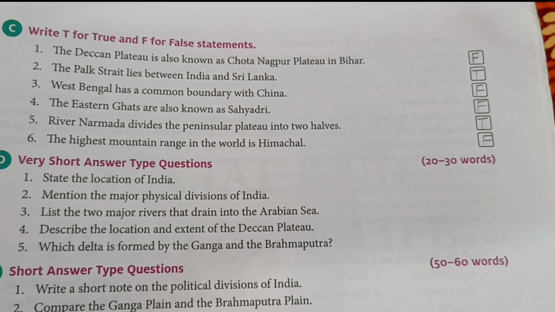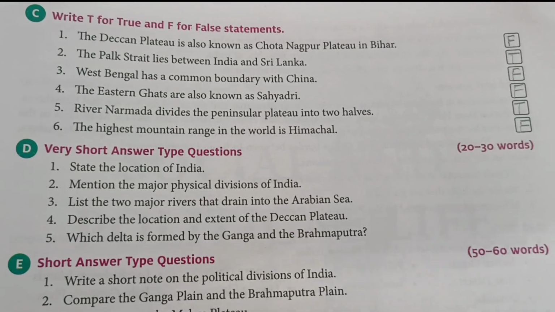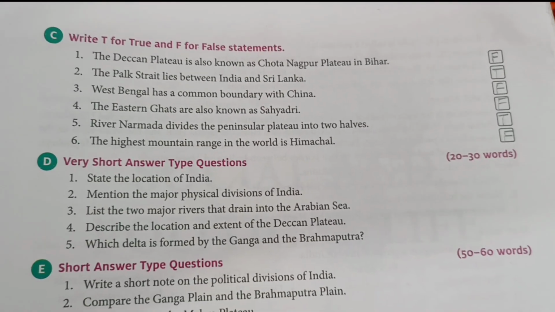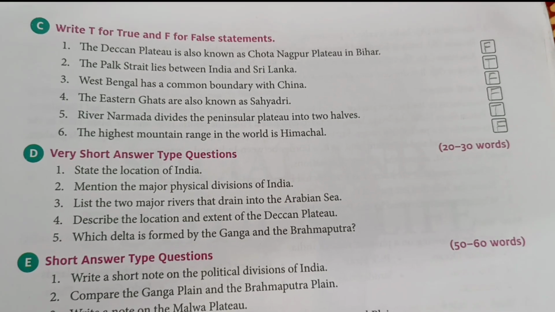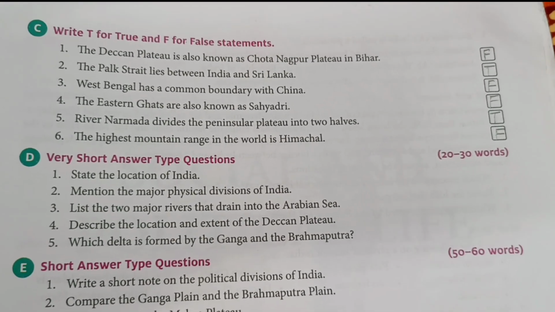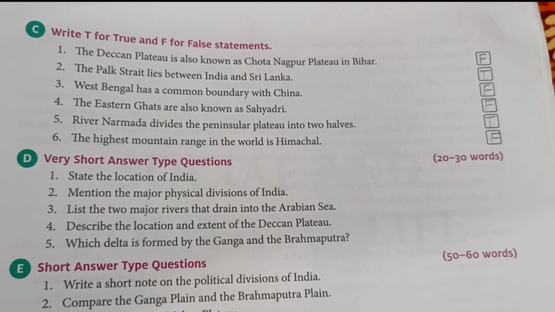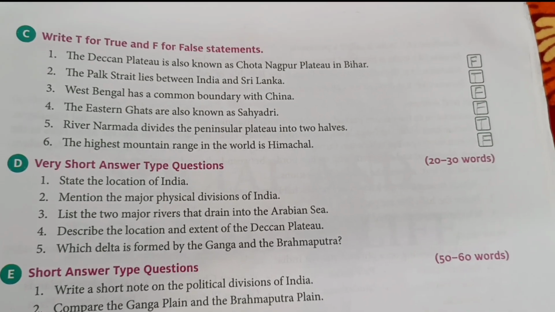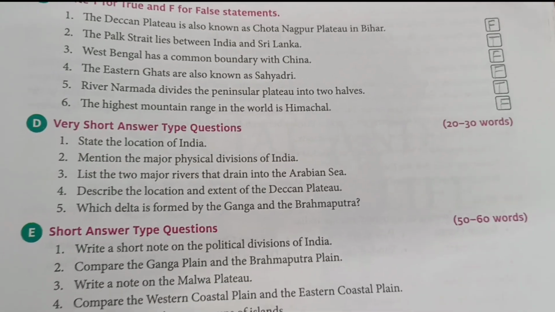False. Number 4, the Eastern Ghats are also known as Sahyadri. False. Number 5, River Narmada divides the peninsular plateau into two halves. True. Number 6, the highest mountain range in the world is Himachal. False. Now we will solve these question answers.